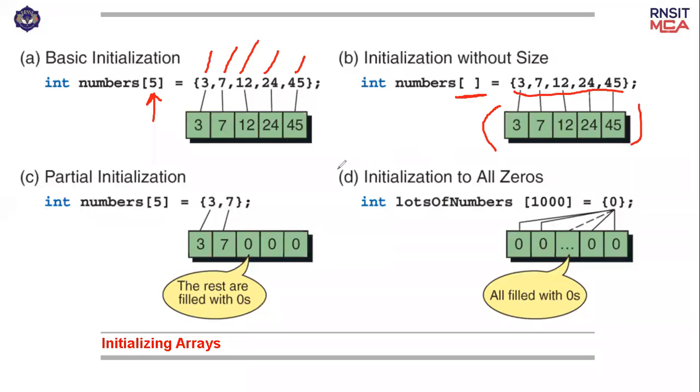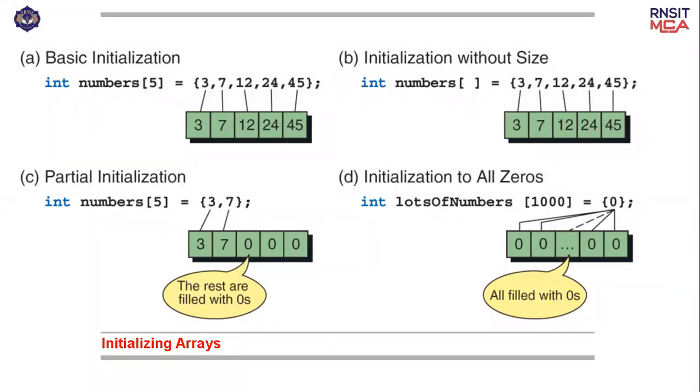In the same way, if you have given numbers of 5 and you have given only 2 elements, what about the rest? The rest are filled with 0. And if you have given 1,000 elements and you have specified only 0, what happens? The first element gets 0 and subsequently all the elements get 0. So this is how you can initialize the arrays. Very, very important, and this will be definitely helpful when you are working with placement papers.